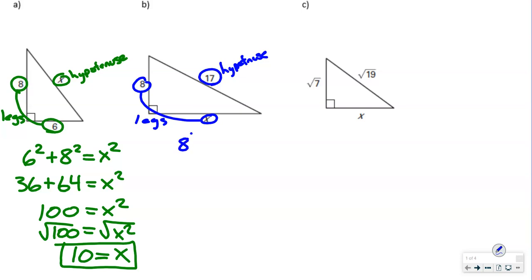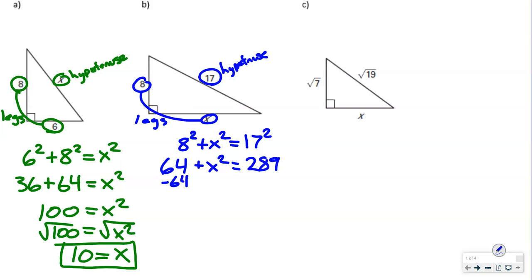So here we have 8 squared plus x squared equals 17 squared. 8 squared is 64 plus x squared. And then 17 squared is 289. So from here, we want to get x by itself. So we'll subtract 64 from 289. And that is 225.